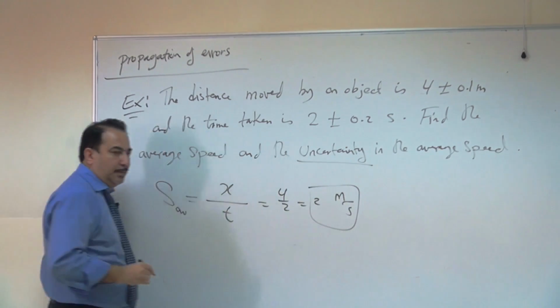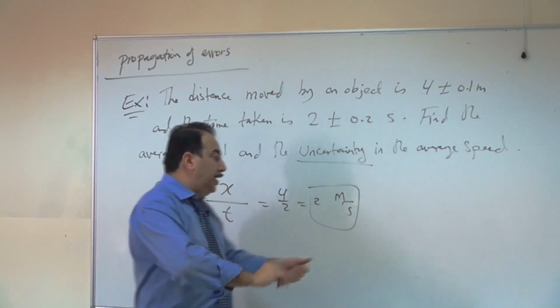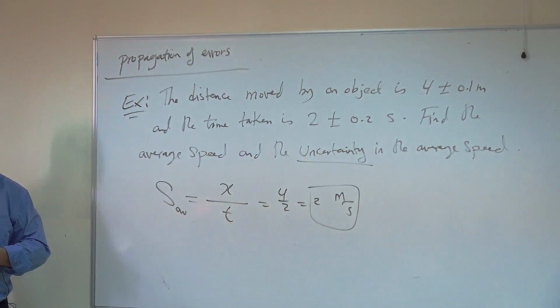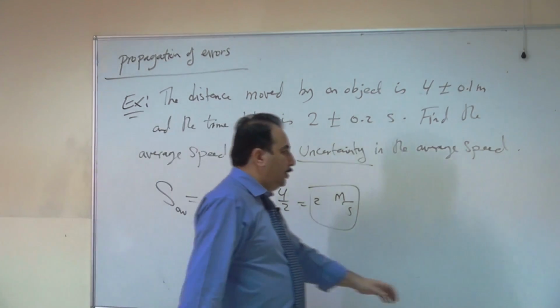This is the first part. Now we go to the second part. What's the error in S? Remember, to find the errors, you need a formula. Do we have a formula? What is next? The derivative of the formula. And then we think of what is the uncertainty.